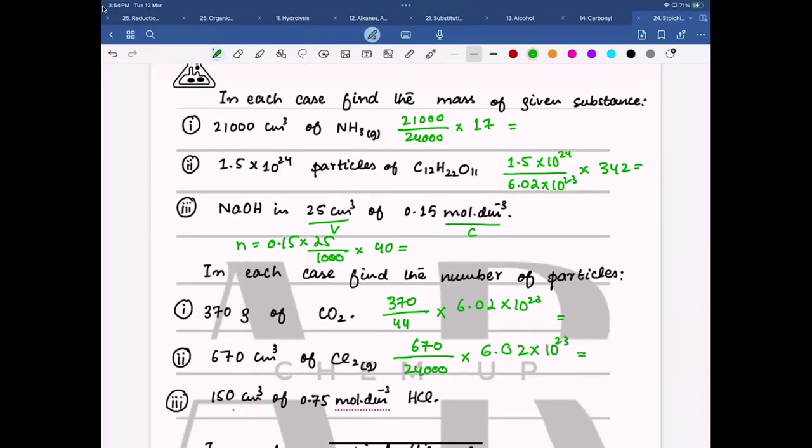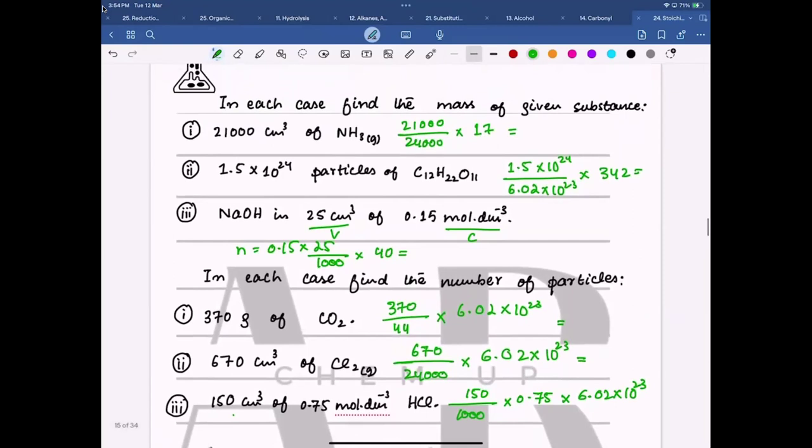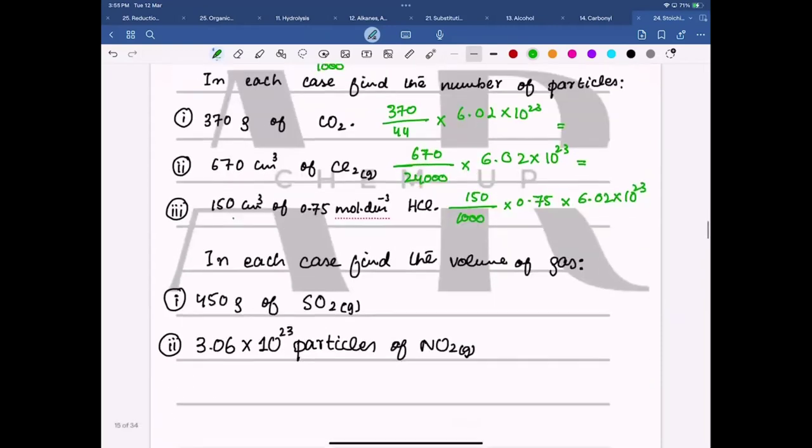And here in the third one, we are provided with the concentration and the volume. So volume must be divided by 1000 to turn into dm cube. Then concentration times volume gives me the moles, and moles times 6.02 exponent 23 will give me the number of particles. Is this clear? Yes, Khatija, Ammar, Aisha, Abdul Sami, Mustafa, Saad. Yes, sir.